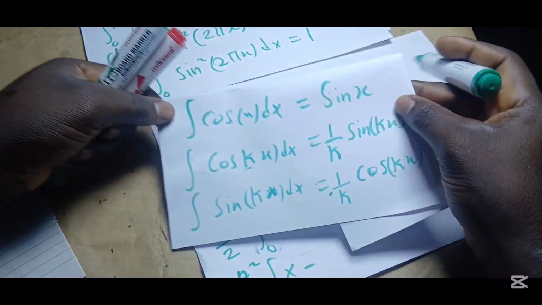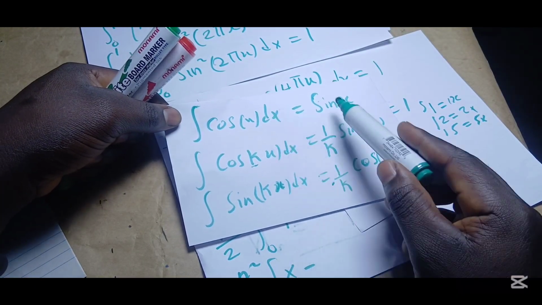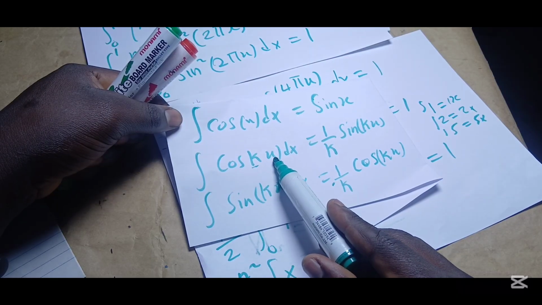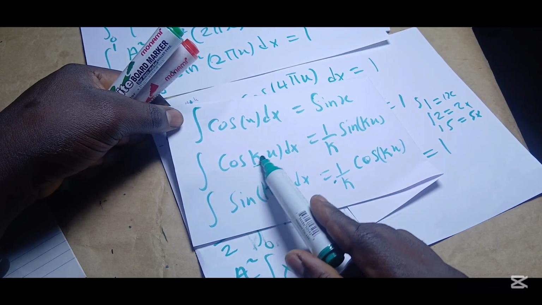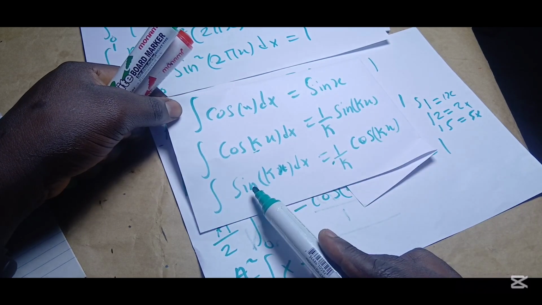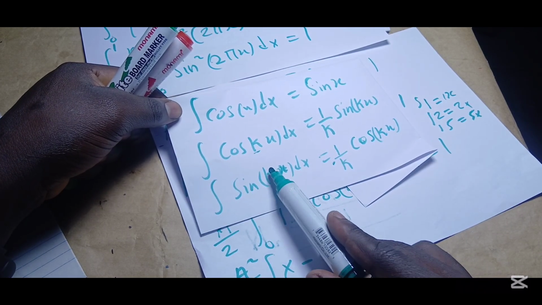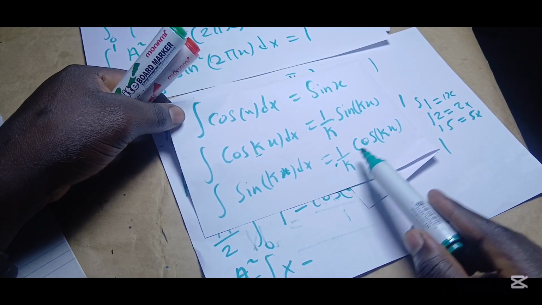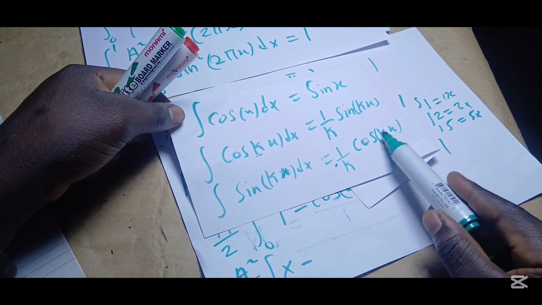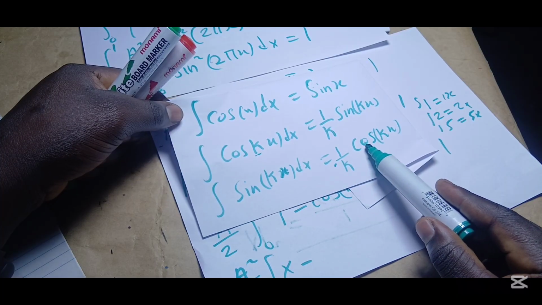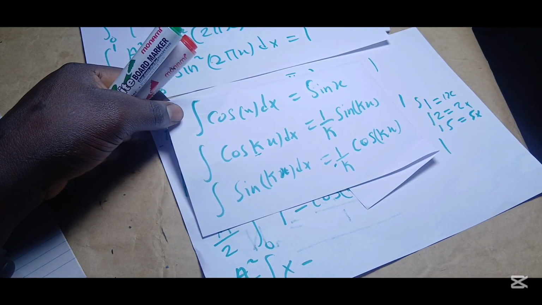If you are integrating cos x dx, what you get is sine x. Integrating cos kx equals 1 over k, sine kx. Integrating sine kx equals 1 over k multiplied by negative cos kx, so it becomes minus 1 over k cos kx.